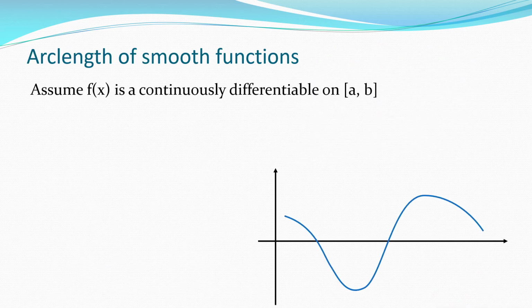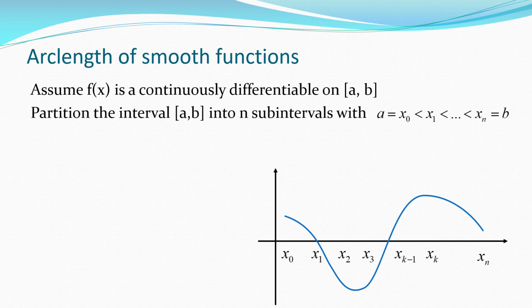Now that you have a better understanding of what we mean by a smooth function and a smooth curve, let's look at their arc length. So assume that we have a function that is continuously differentiable on the closed interval from a to b. I've given you a sample graph right here. Notice the graph has no discontinuities, no corners, no cusps, and no vertical tangents. And it doesn't have other weird behavior, as you would have seen in my last example.